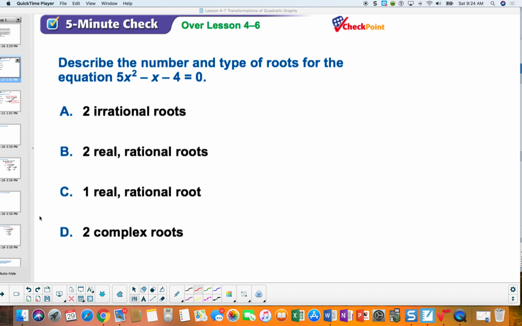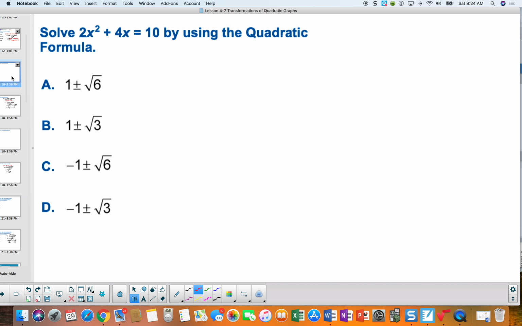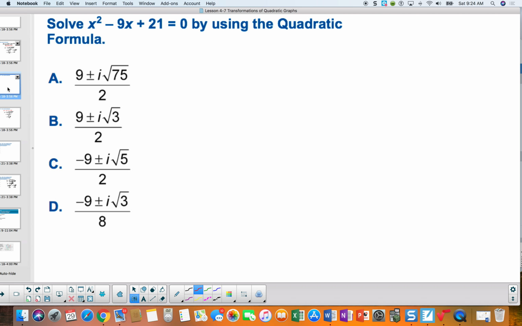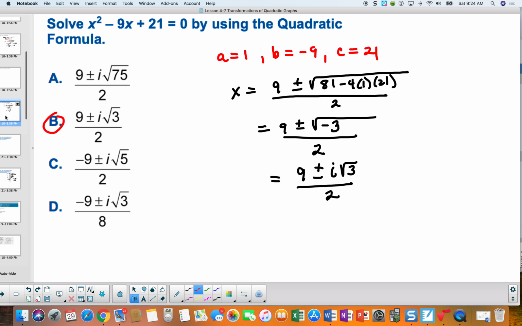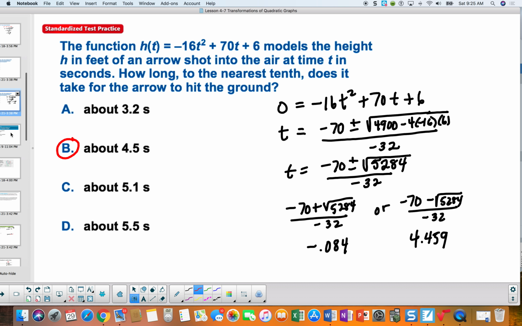Warm up for lesson 4-7, transformation of quadratic graphs. Pause to do the problem. And here is the answer. Pause to do the problem. And here's the answer. Pause to do the problem. And here's the answer. Pause to do the problem. And here's the answer.